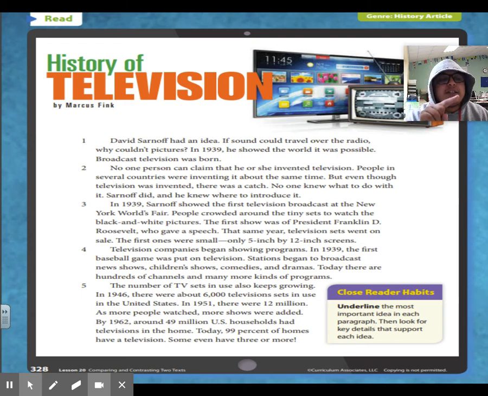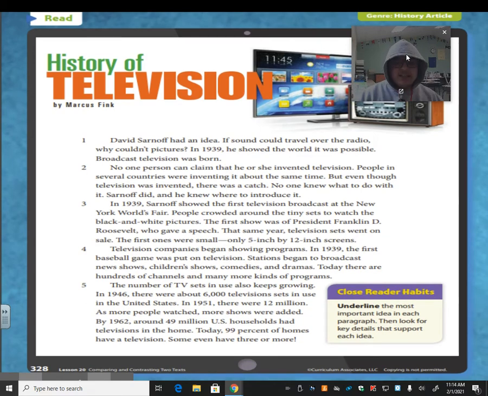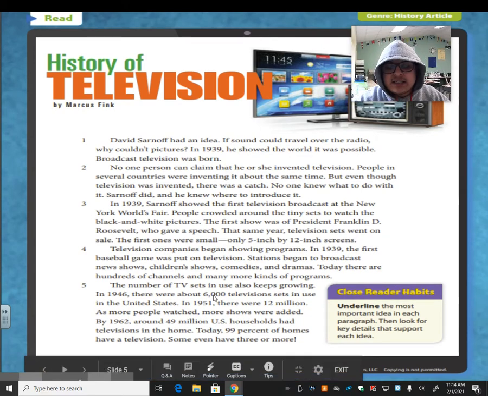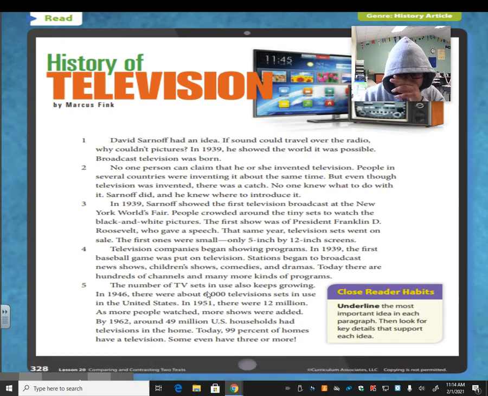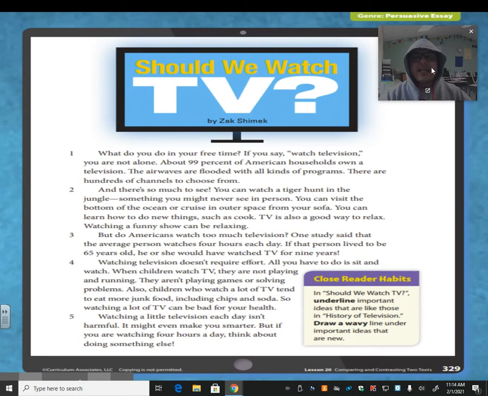So, I just Googled, and now in the United States there are about 120.6 million TVs in houses. There are 120.6 million TVs in use, where in 1946 there were only about 6,000. All right, now let's read this next one.